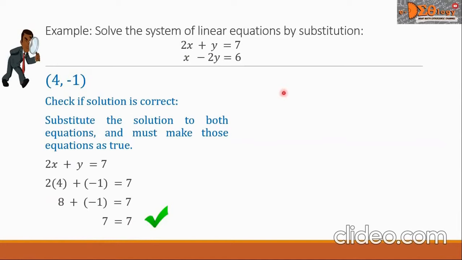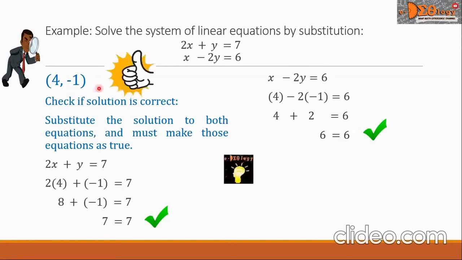Let's go to the next equation: x minus 2y equals 6. Again, let us substitute the ordered pair for x and y respectively. So x becomes 4, minus 2 times y, and the y becomes negative 1, must be equal to 6. So 4 comes down. Negative 2 times negative 1 is positive 2. And 4 plus 2 is 6. We can see that it is equal to the right side value, which is also 6. It means our answer, the ordered pair, makes both equations true. And this is our final answer.